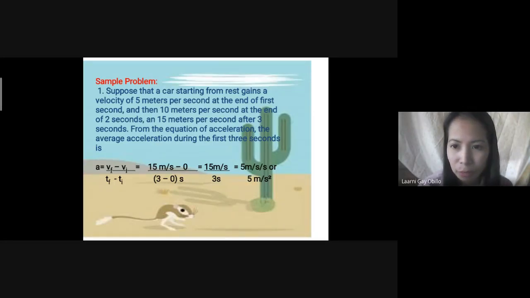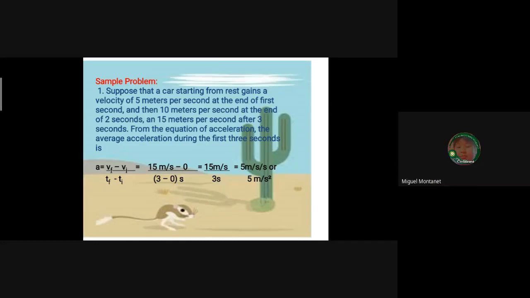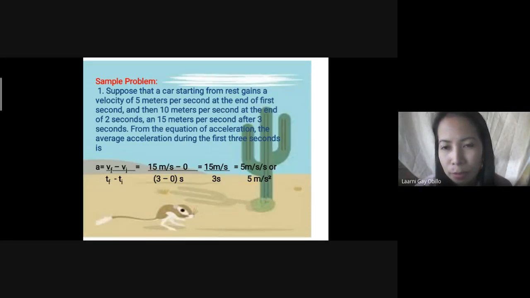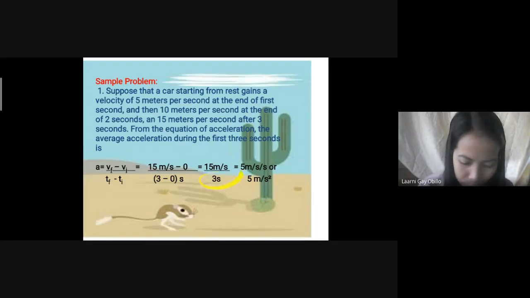15 bawasan ng 0. 15 pa rin, ma'am. Okay, correct. That is 15 pa rin. 15 meter per second squared. Sa over naman niya, 3 minus 0. Yung 3 bawasan ng 0. Ang sagot, okay, correct, 3 pa rin. So, susulat pa rin natin dyan yung 15 na sagot doon, minus 0, that is 15 meter per second. And 3 minus 0 is 3 seconds.